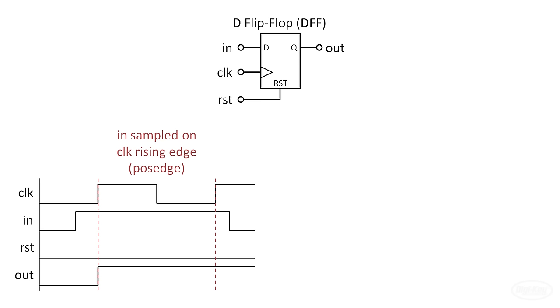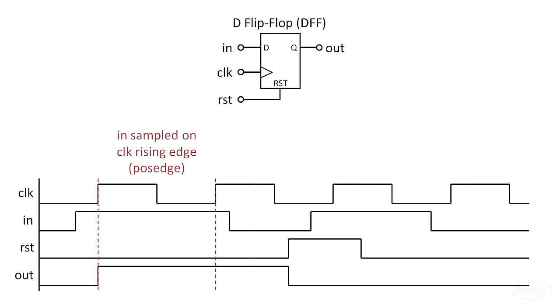I left off the enable line as we won't use it in this episode. The enable line is used to allow or prevent sampling on the clock edges. If the enable line is high, the flip-flop works the way I've shown here. If the enable line is low, the flip-flop will keep whatever value is on the output line, regardless of what the input line does. Finally, we have the reset line.